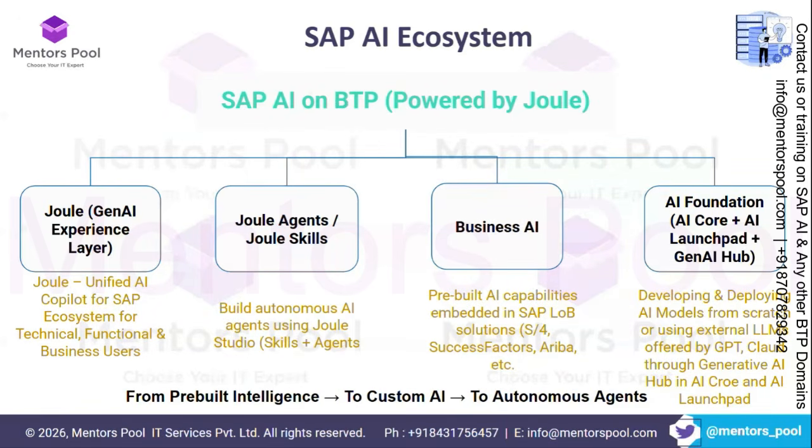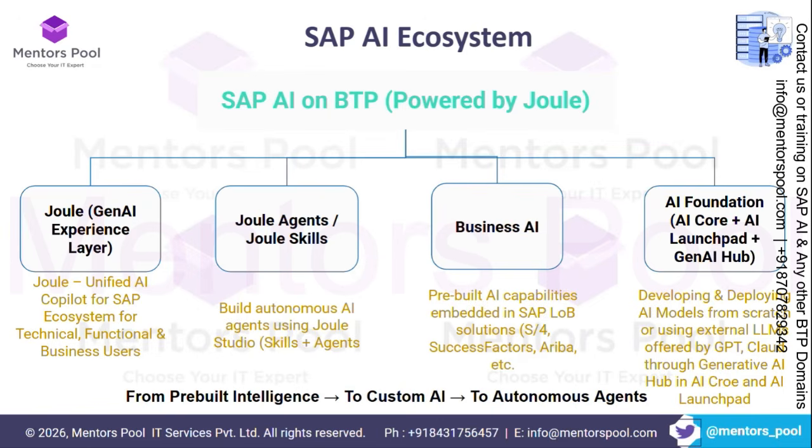Right? And then SAP has the second piece, which is called business AI. So these are the pre-built AI capabilities that SAP is embedding into the different SAP products. So if you take SAP S4 HANA, there are multiple business AI capabilities. And if you take SuccessFactors, there are multiple business AI capabilities. If you take SAP Analytics Cloud, there are multiple business AI capabilities, right? So maybe we'll go to the Discovery Center and show you some of these business AI capabilities, but these are all pre-built and out of the box.